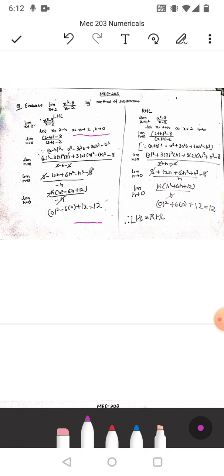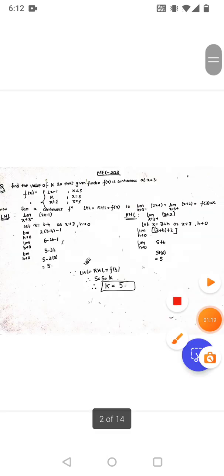Similarly on the right hand limit we'll let x is equal to 2 plus h, as x tends to 2, h tends to 0. Again we'll solve. After solving, we get limit h tends to 0 of h square plus 6h plus 12. When we substitute the value we get 12. So the left hand limit equals the right hand limit equals 12, by any of the methods.